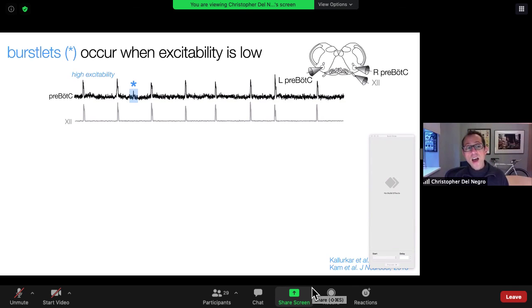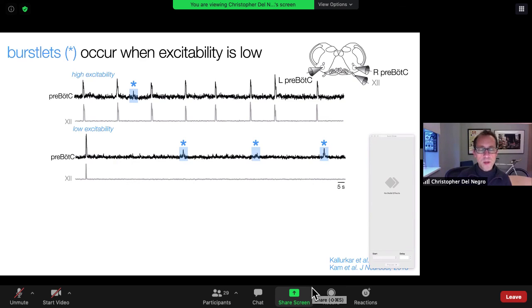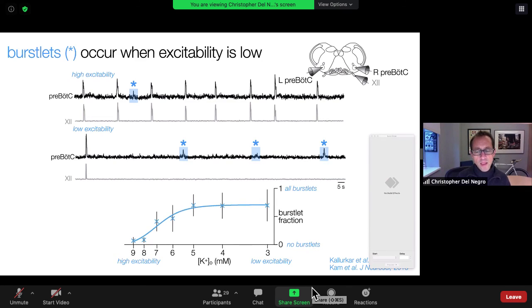And when the conditions are high excitability, we saw very few burstlets. There was just one here shown with the blue asterisk. Mostly we saw bursts in motor output. However, when we lowered the excitability, bursts in motor output became more rare and burstlets became more plentiful. And so we quantified this, and I'll show you in the plot at the bottom. At high levels of excitability, burstlets are rare. There's mostly bursts in output. But as excitability gets lower, which we can modulate through external potassium concentration, then burstlets become much more plentiful.